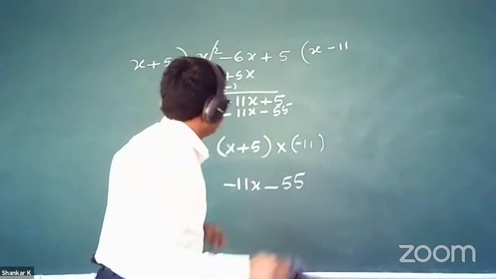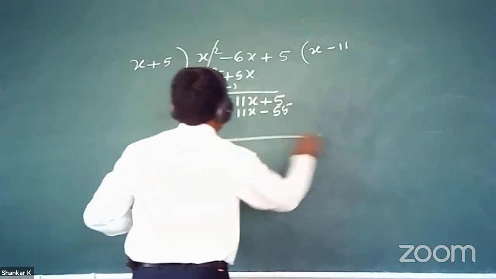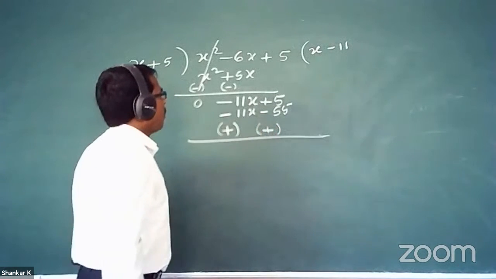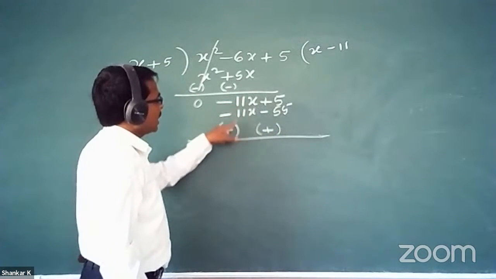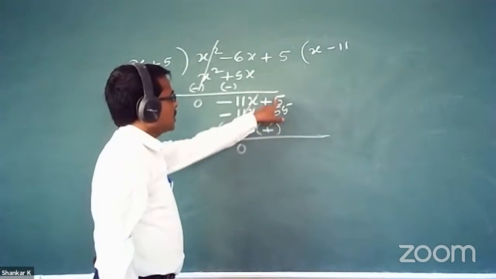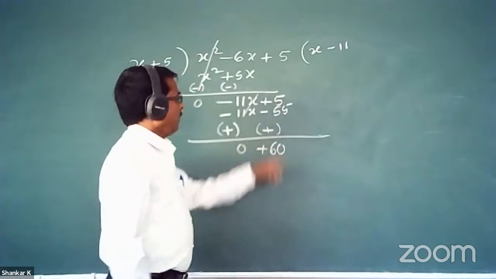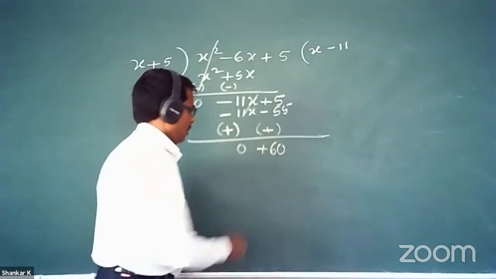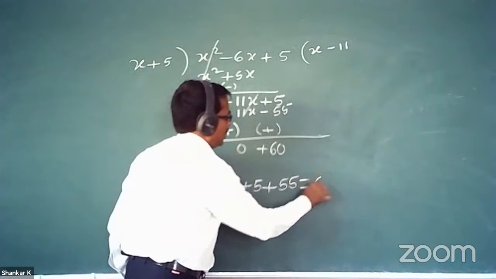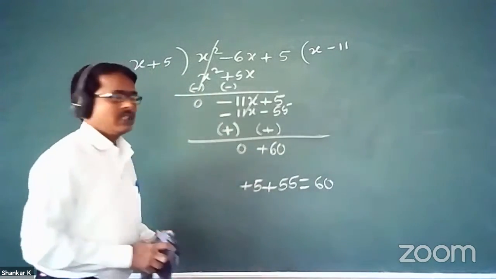Okay. Next, minus becomes plus. Now minus 11x plus 11x is 0. Plus 5 plus 55 is 60. What does it become? 60. Okay, sir, completed.